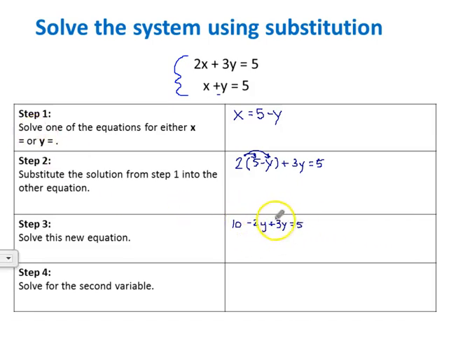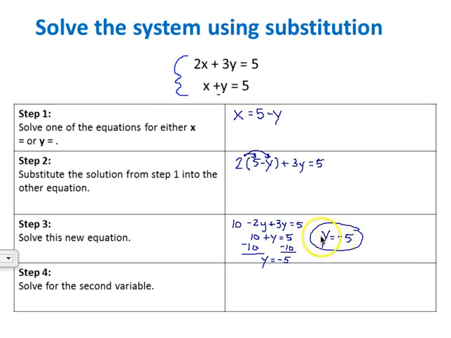And now to solve for y, I'm going to combine my like terms. I've got negative 2y plus 3y, so I really just have 1y, equals 5. I'm going to subtract 10 from each side, and I get my final answer for y, not my final answer though. So y equals negative 5.